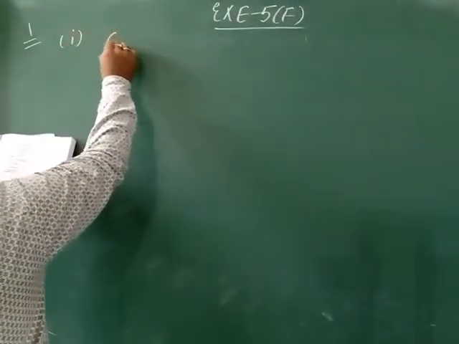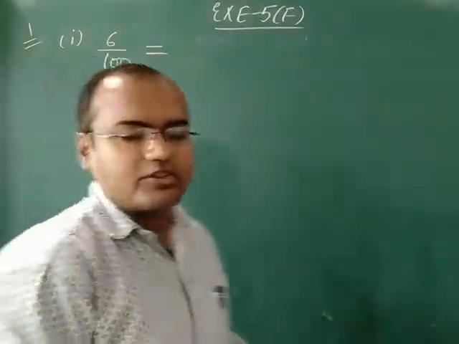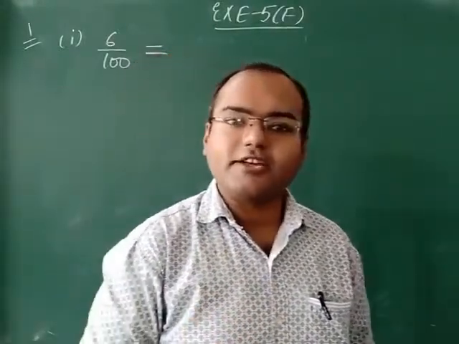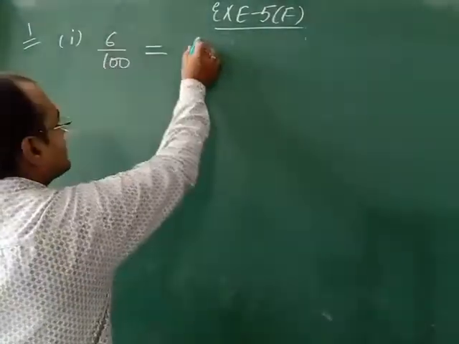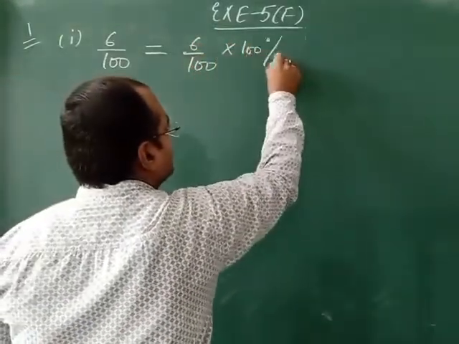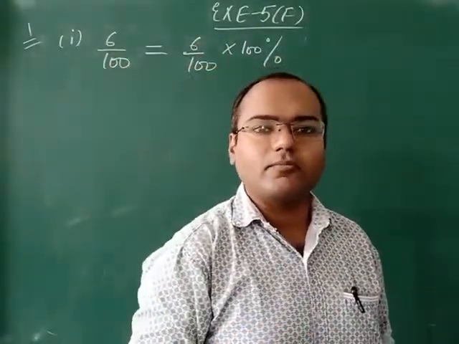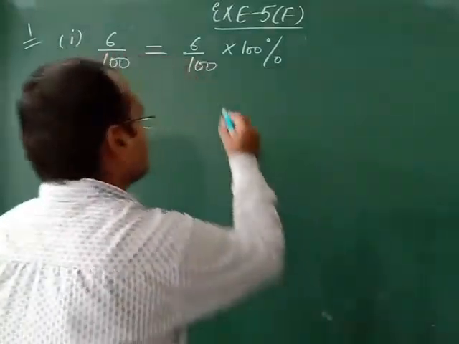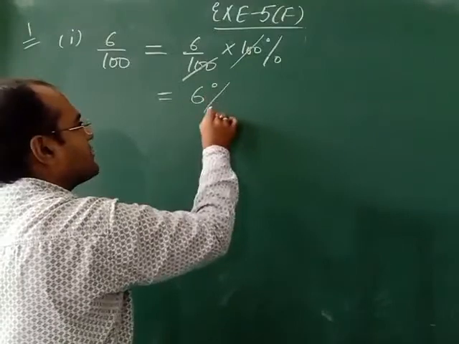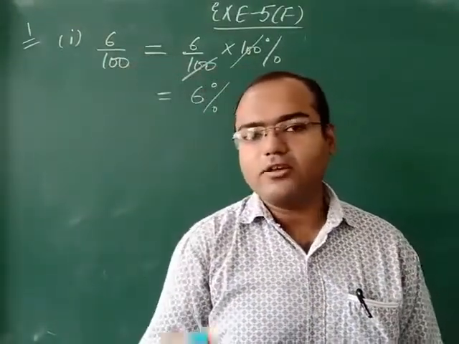Question is 6 upon 100. This question you have to change in percent. So in order to change into percentage, what you have to do, you have to put here 6 upon 100 multiply 100, then we will put percent sign. Now this denominator 100 and numerator 100 will get cancelled. So final answer of this question is 6%. So we have changed this question into the percentage.